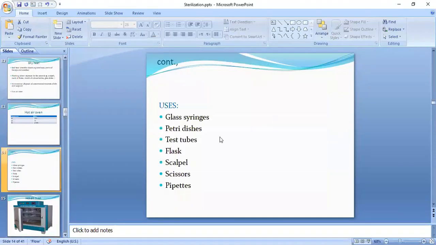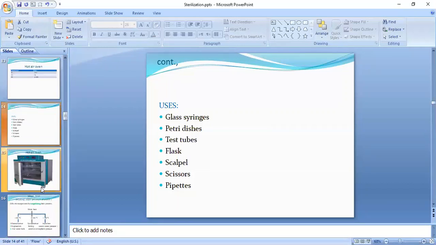Now what are the uses? Uses: glass syringes, petri dishes, test tubes, flasks, scalpels, scissors, pipettes, all these are sterilized by the hot air oven. So this is one of the methods of sterilization. The temperature is above 100 centigrade. Look at the temperatures, the specification.